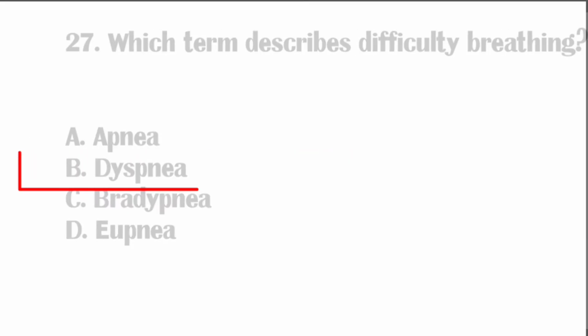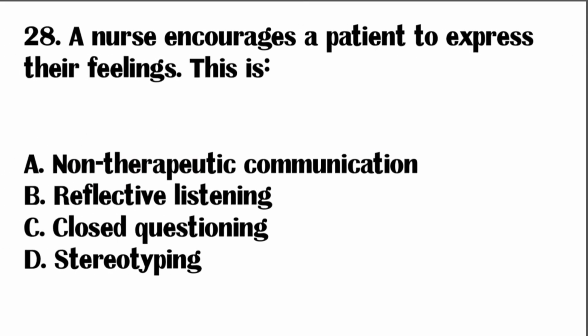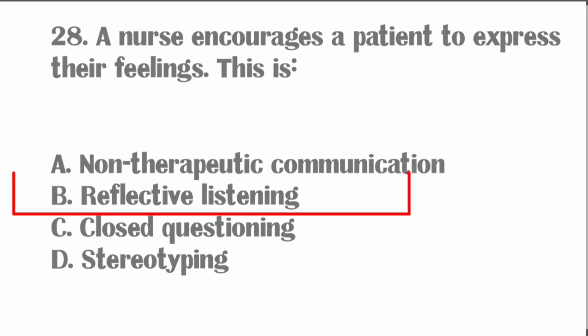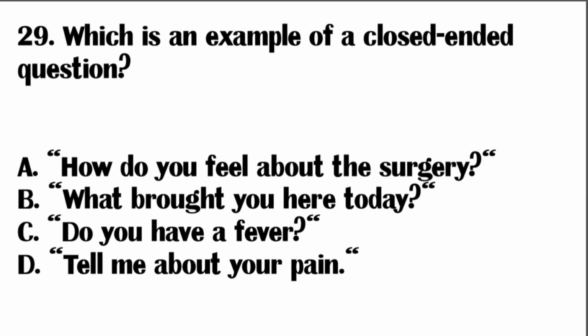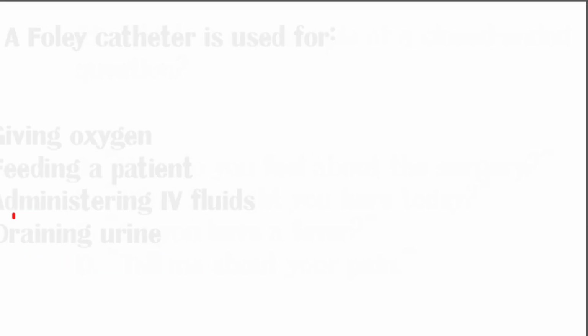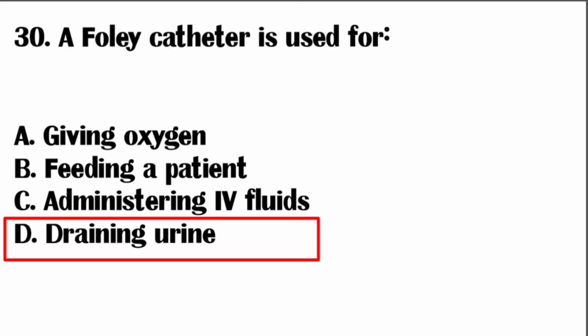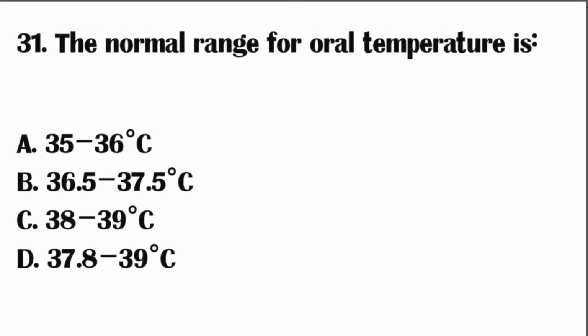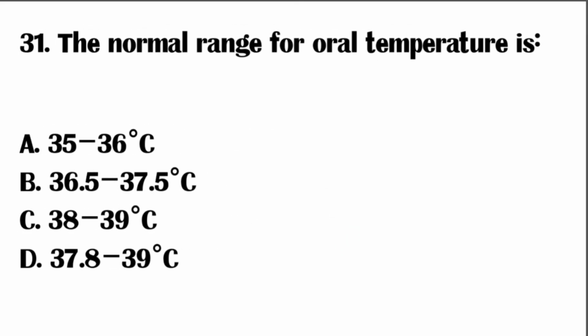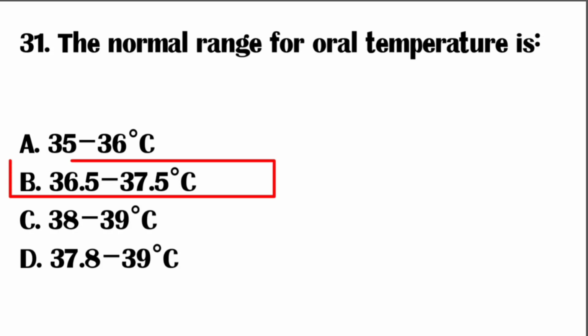Correct answer: dyspnea. Next question: a nurse encourages a patient to express their feelings. This is. Correct answer: reflective listening. Next question: which is an example of a close-ended question? Correct answer: do you have a fever? Next question: a Foley catheter is used for. Correct answer: drainage of urine. Next question: the normal range for an oral temperature is 36.5 to 37.5 degrees Celsius.